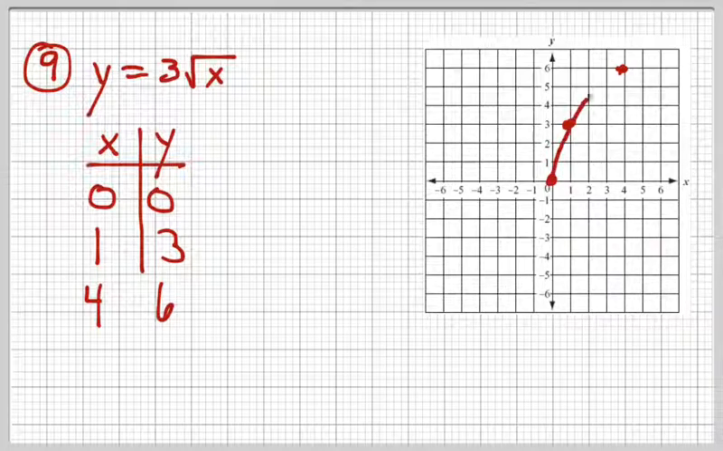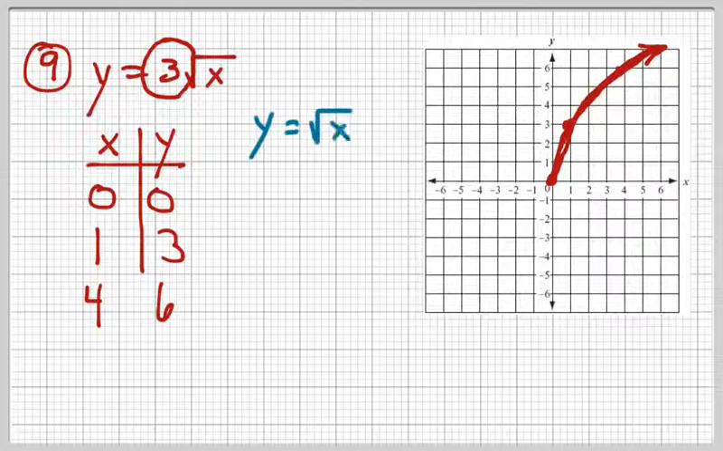So 4 gives us 6, which is right there. So it's still got that shape to it, but it's not as severe. So this 3 out here makes it wider than if it were just a 1. And I'll draw the 1 again so you have that for reference. If it was just y equals root x, remember that's 0, 0, 1, 1, 4, 2. So that one is a really steep turn. It turns rather abruptly, whereas the one in red turned rather slowly. It makes it kind of a wider curve.